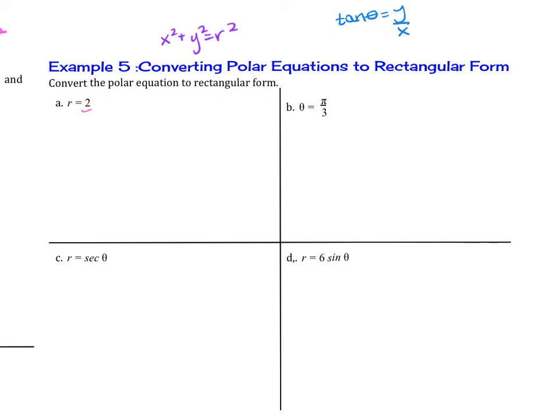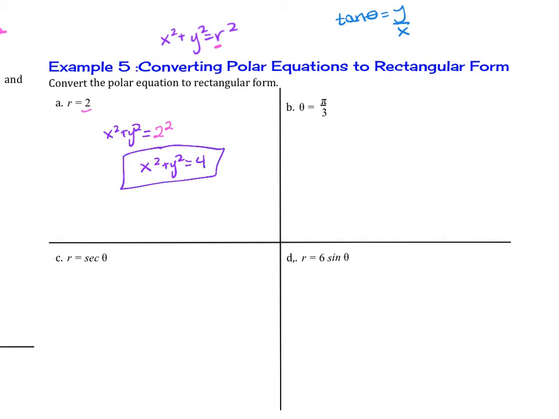So r equals 2, I'm just going to plug it into this equation here. So this is x squared plus y squared equals 2 squared. So this is x squared plus y squared equals 4. And so that would be a circle.